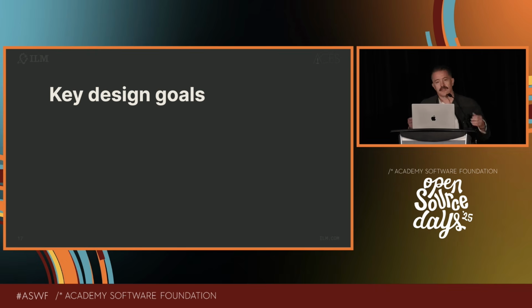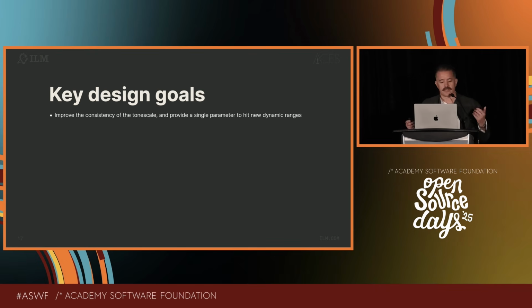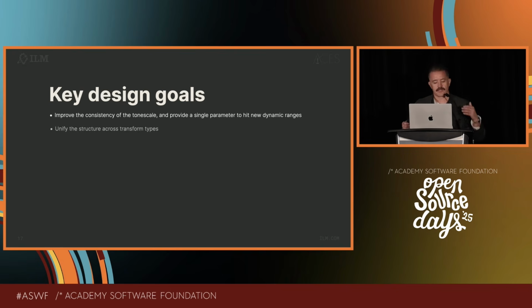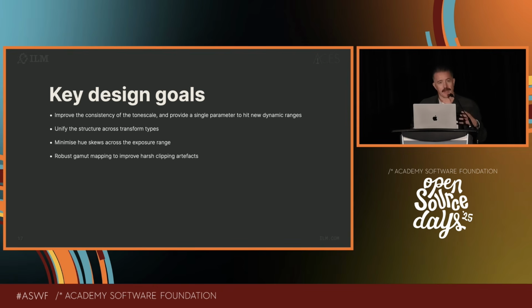The key design goals for us were to improve the consistency of the tone scale, having a single parameter that would control it across all dynamic ranges, to unify the structure for all the different transform types, to minimize the hue skews across the exposure range, to have robust gamut mapping for extreme out-of-gamut colors, to fully fill the extents of the output display cube, which is important for some reasons we'll go into later, to be fully invertible, which is an extremely useful property for a display transform, to be neutral, which is incredibly hard to describe, and everyone has different feelings about what that means, but that was a goal, and it has to look good doing all of those things at the same time.